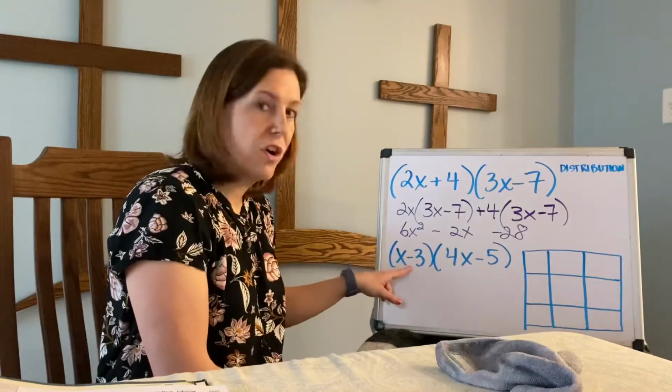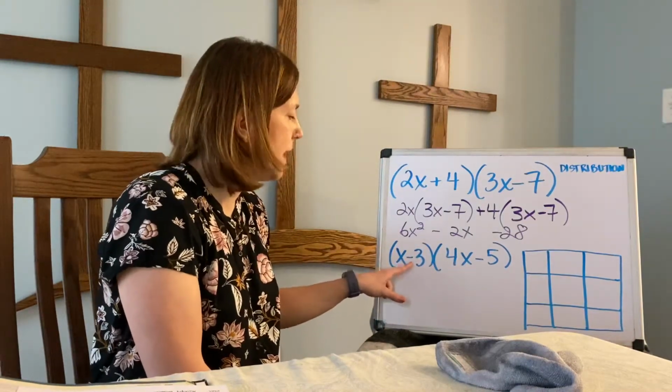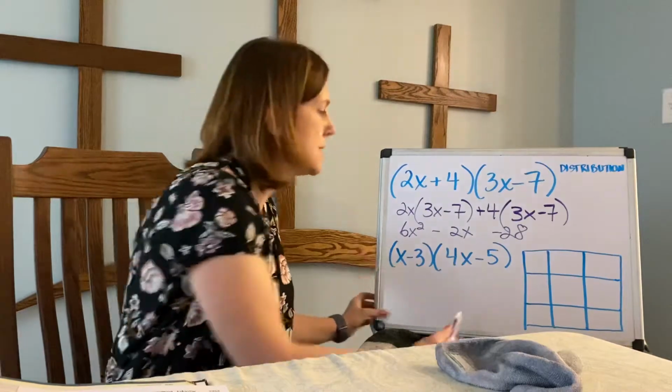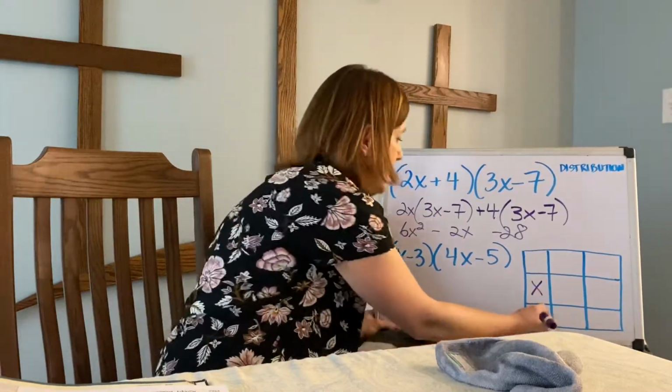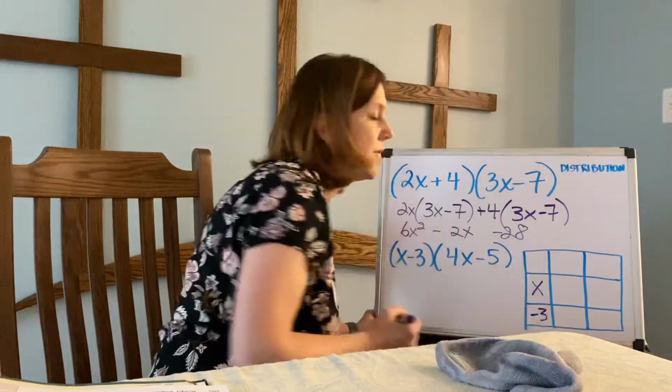So if I look at my first quantity, x minus 3, I'm going to break that up by terms. And that's going to go on the left side. It's going to be 1x and negative 3.